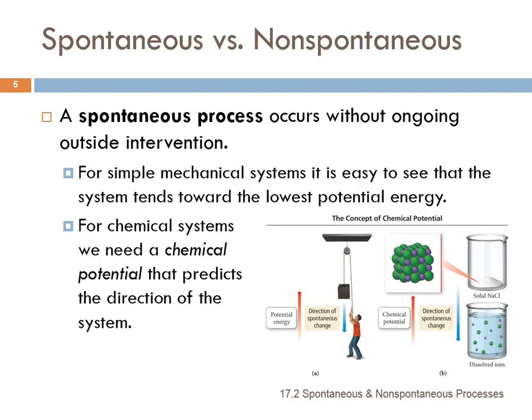So for chemical systems, there is nothing obvious like that. And this works for simple mechanical systems. More complicated mechanical systems, it gets more difficult. But we need something similar for chemical systems. We need what's called a chemical potential that will predict what's going to happen, which direction this event is going to go.